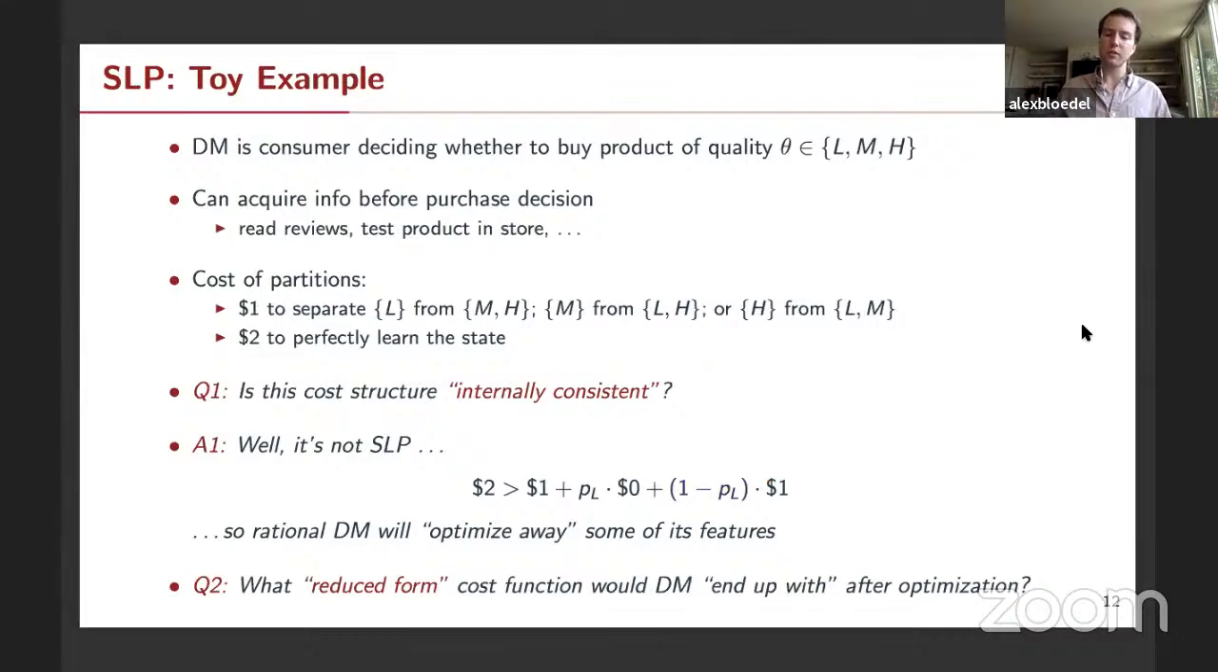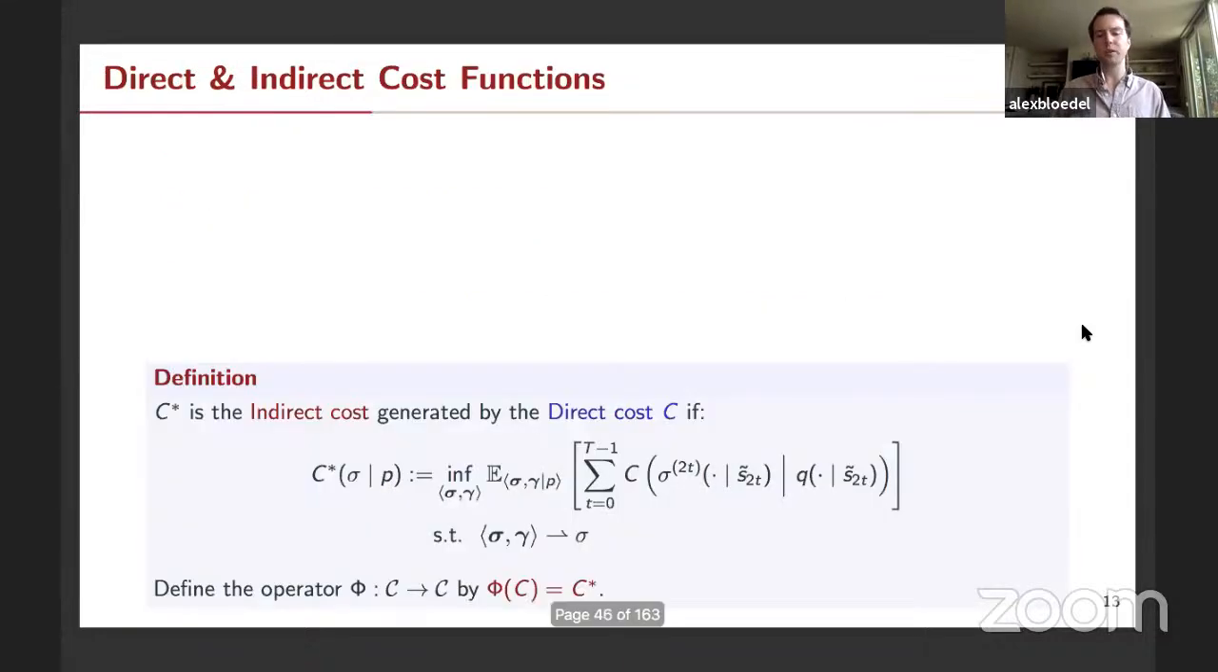So the natural next question is, since this cost isn't SLP, what reduced form cost function would the decision maker end up with after running this cost function through sequential optimization? This is where the second definition comes in. The decision maker starts with a direct cost C, which doesn't need to satisfy any assumptions other than those that I've already told you. She can then design an arbitrary sequential strategy with the flow cost at each step given by the direct cost, and minimization over these strategies generates what we call her indirect cost, C star, which is sometimes denoted by this operator phi.